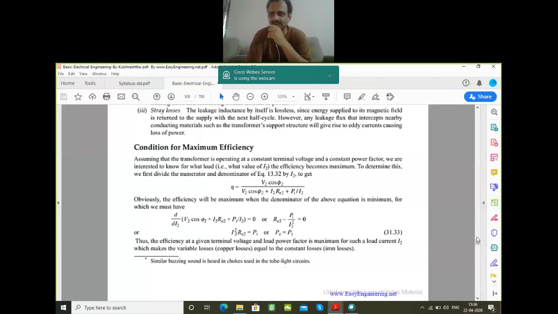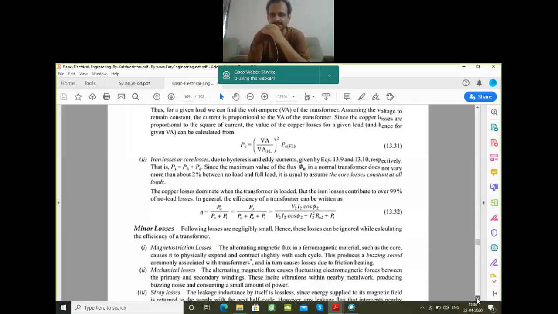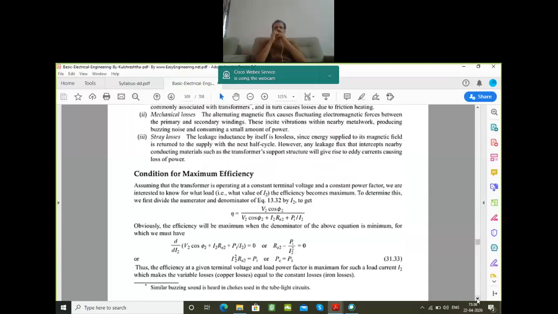Now we will find out the condition for maximum efficiency. We know that efficiency is equal to V2 I2 cos phi 2 divided by V2 I2 cos phi 2 plus I2 square Re2 plus Pi. That we have seen. If you divide that equation by I2, you get this equation.